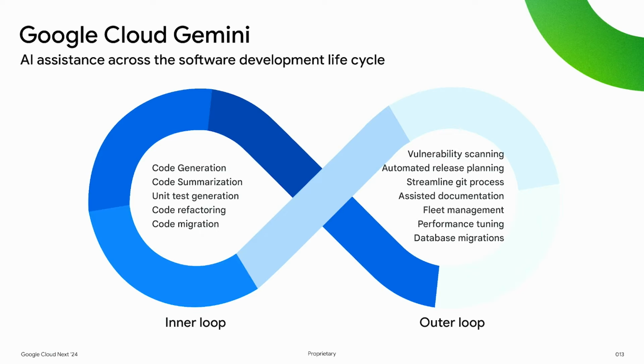Now, if you're a developer, you build an application, you ship it, and you run it. So you're familiar with the inner loop and the outer loop. As you're building these applications, there are still these things that we need to do. Generate code, summarize the code, unit test generation. With Gemini, you can actually do a lot of this. There were some of them that were showcased in the keynote today, and tomorrow there's going to be more in the developer keynote as well.